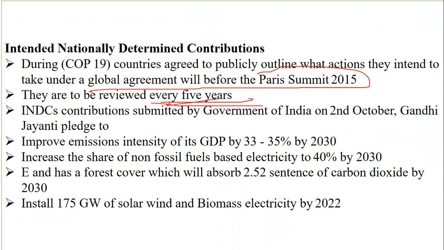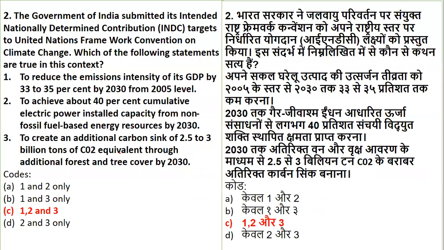India's contributions were submitted on 22nd October. This helps to improve the emissions intensity of GDP by 33 to 35%, targeted by 2030. Then, the share of non-fossil fuel based electricity to 40%, also targeted by 2030. Also, forest cover which will absorb 2.5 to 3 billion tonnes of carbon dioxide by 2030, and the installation of 175 gigawatts of solar, wind and biomass electricity by 2022. These are the contributions to be listed, and all 3 statements were part of the question, so all 3 are true.